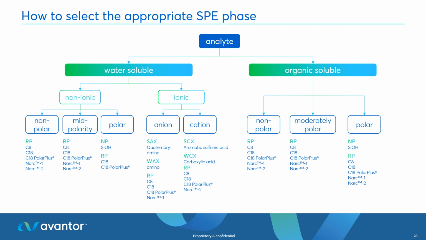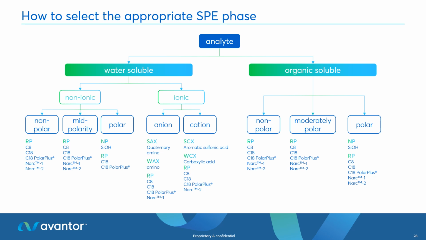In terms of the range of different SPE phases, there are a broad range, and this flow diagram gives an overview of how to go through to identify what type of phase should be used for what type of compound. So if our analyte, for example, is water soluble and ionic, then we'd need to determine whether or not it was an anion or cation, and based on that, we might then look at using a strong anion exchange, a weak anion exchange, or a strong cation, a weak cation exchange, for example. And we can go through this in order to identify which is appropriate.